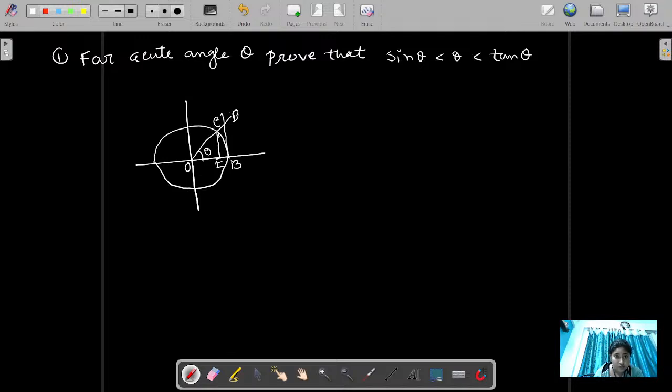Now what I need to do is join this C and B. There is one straight line, joining these 2 points. Now I can see clearly from this figure. Let me change the color, then it will be easy to understand. See this triangle.